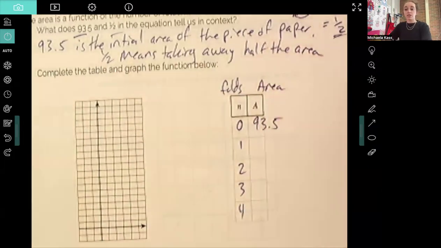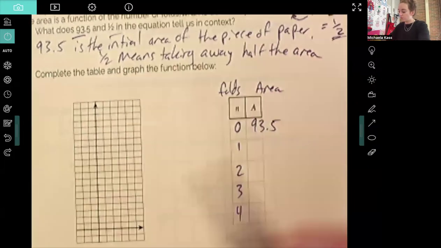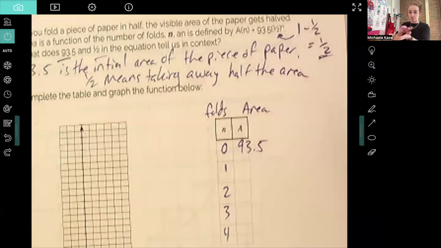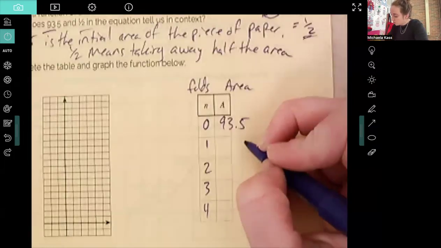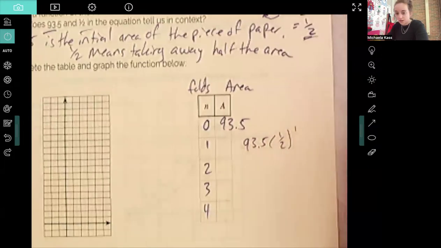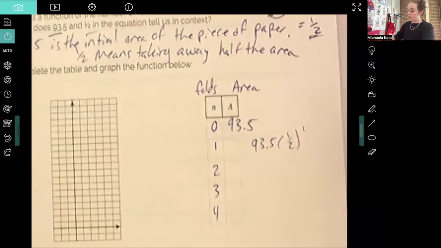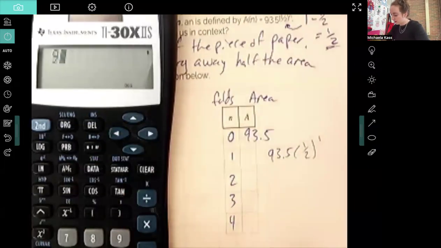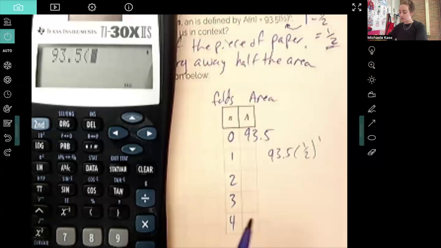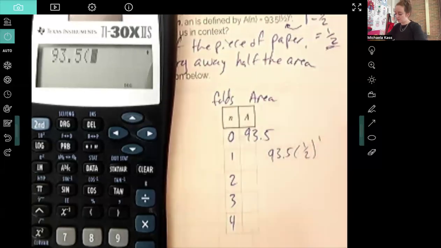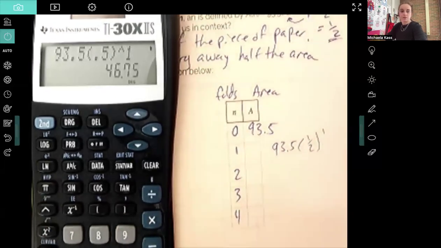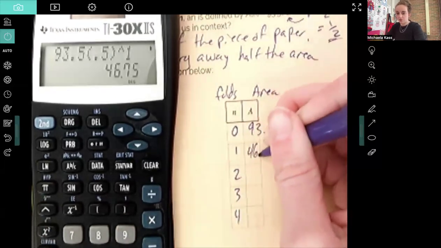Then we fold it 1 time. So that means, what are we doing? Well, chopping it in half, right? Our multiplier is a half. We're taking away half the paper every time you fold it. So our equation, we're just going to take it and we're going to plug 1 in as the exponent. So grab your calculator. We're going to do 93.5 parentheses. You can type in 1 divided by 2, right, to get a half, or you can type in 0.5 because they're the same thing. And we're going to raise it to the power of 1. And we get 46.75.